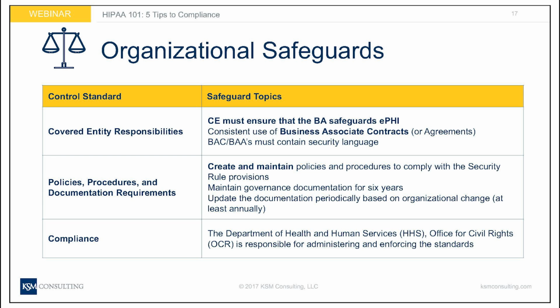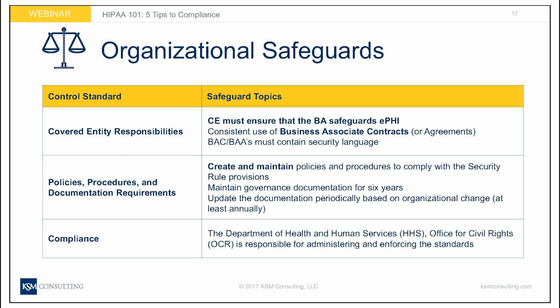Policies, procedures, and documentation requirements. So this is all about creating and maintaining policies and procedures internally that comply with the security rule provisions, maintaining that documentation internally for a period of 6 years, and then also updating that documentation periodically based on either organizational change, if there's new systems that are being put in, or at a minimum, I would say annually.